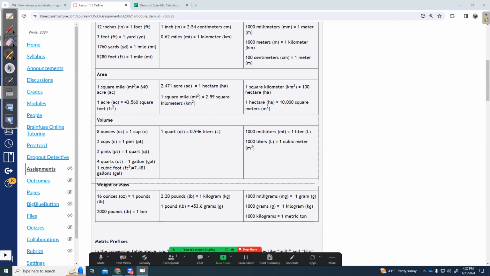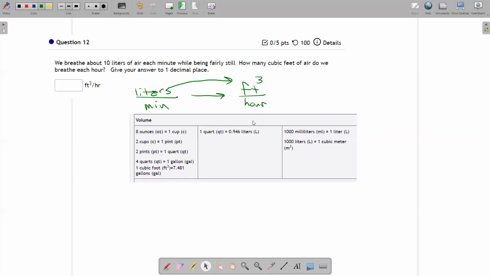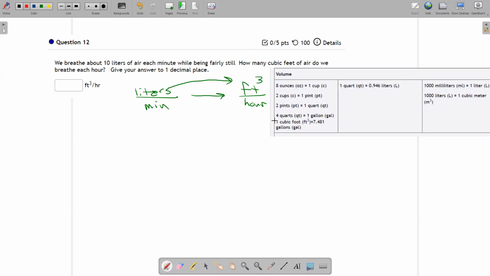Copy this over, reference. So this is what I'm going to use to make that happen. And I think that the easiest way might be using this last fact there to get my cubic feet. And then I just have to get liters to quarts. And I can then get quarts to gallons. And once I have gallons, I can get gallons to cubic feet. So there's a path in there.